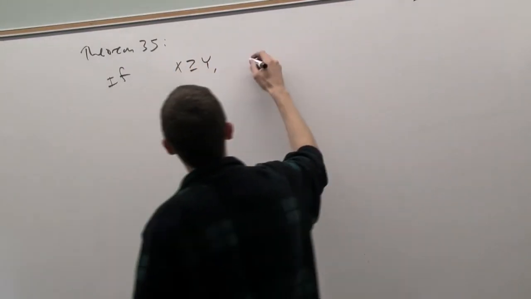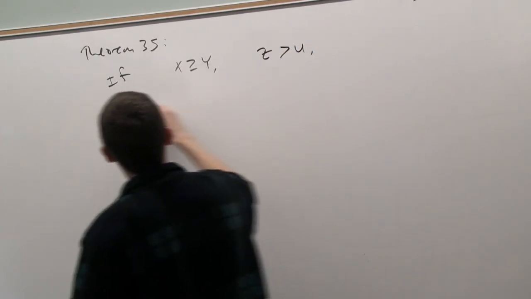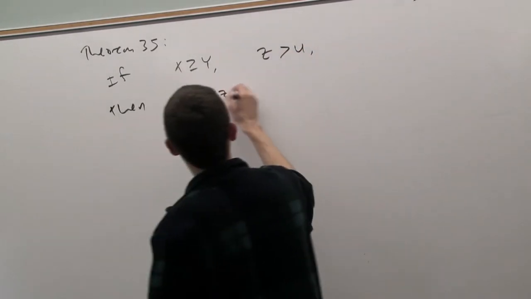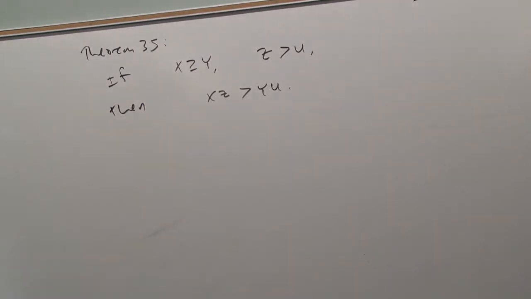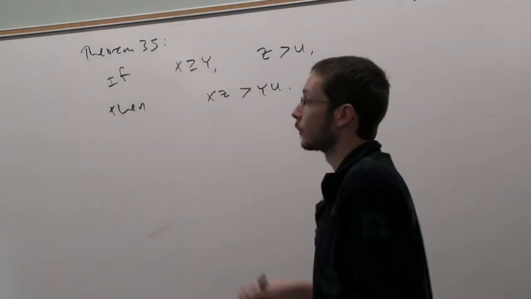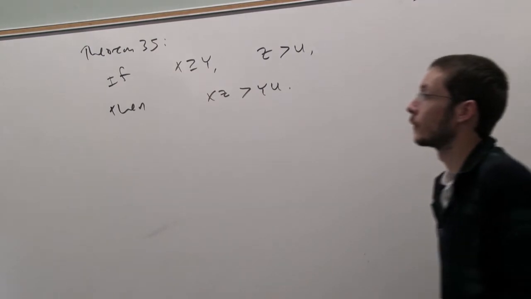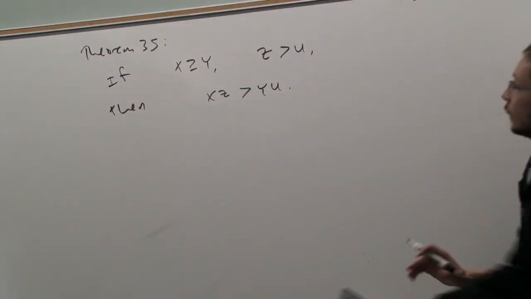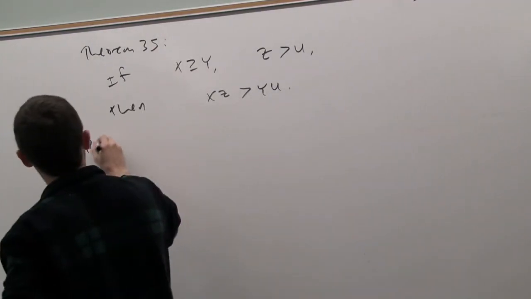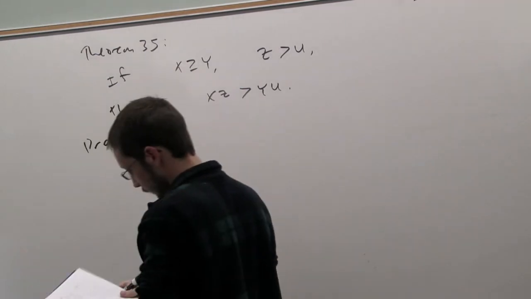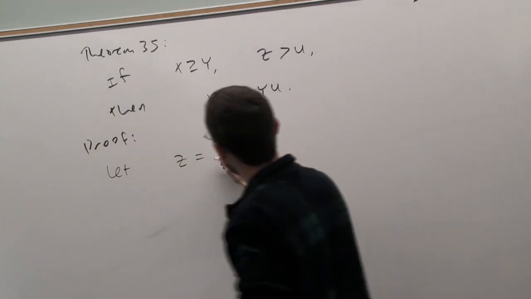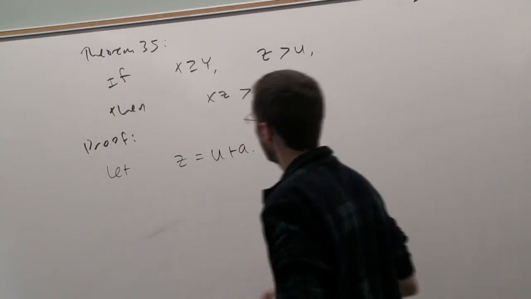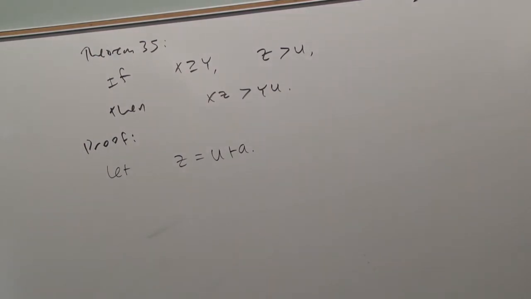If x is at least y, then z is greater than u. Then xz is greater than yu. So, we certainly know z is the same thing as u plus v, because we're told that z is greater than u.